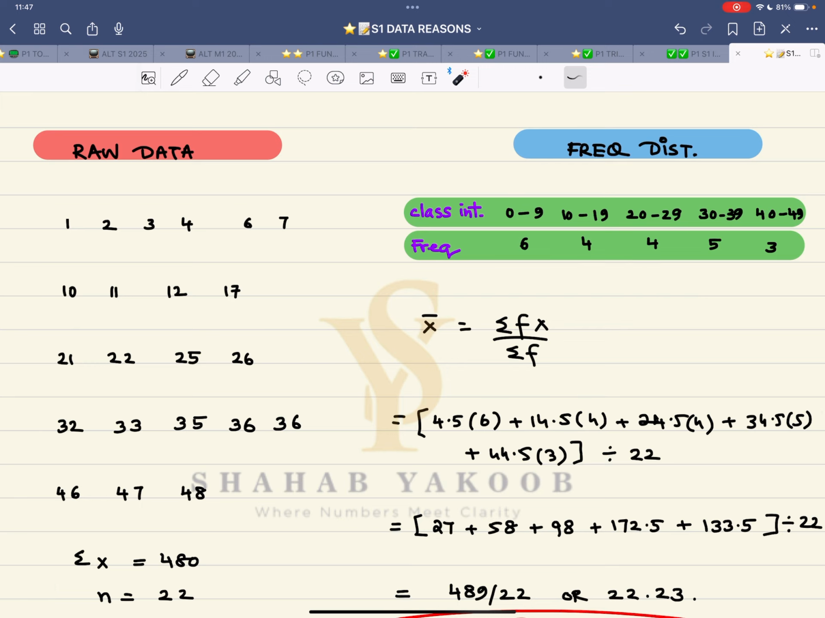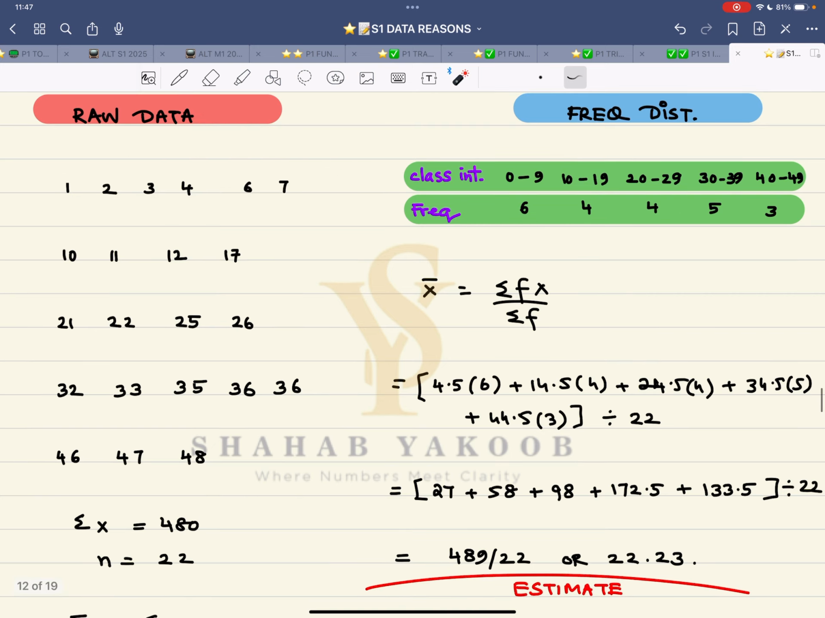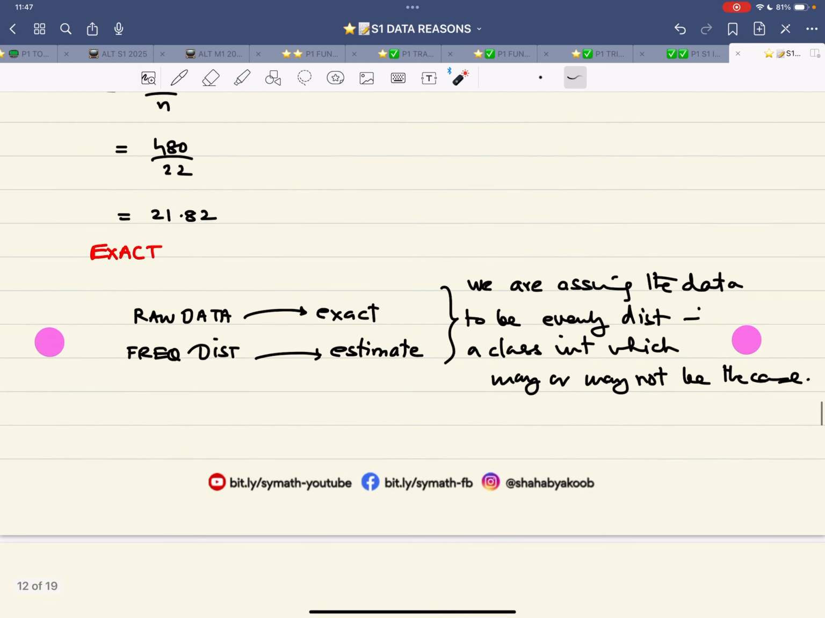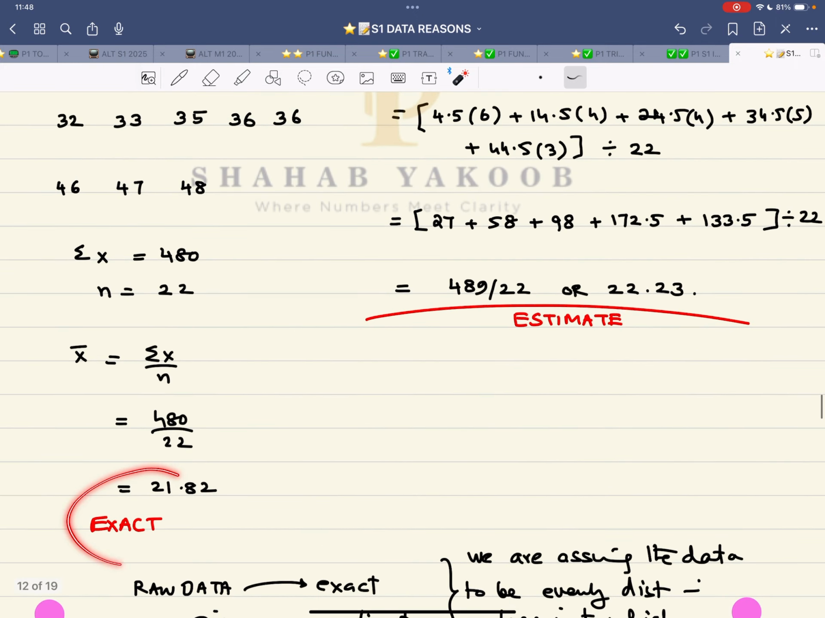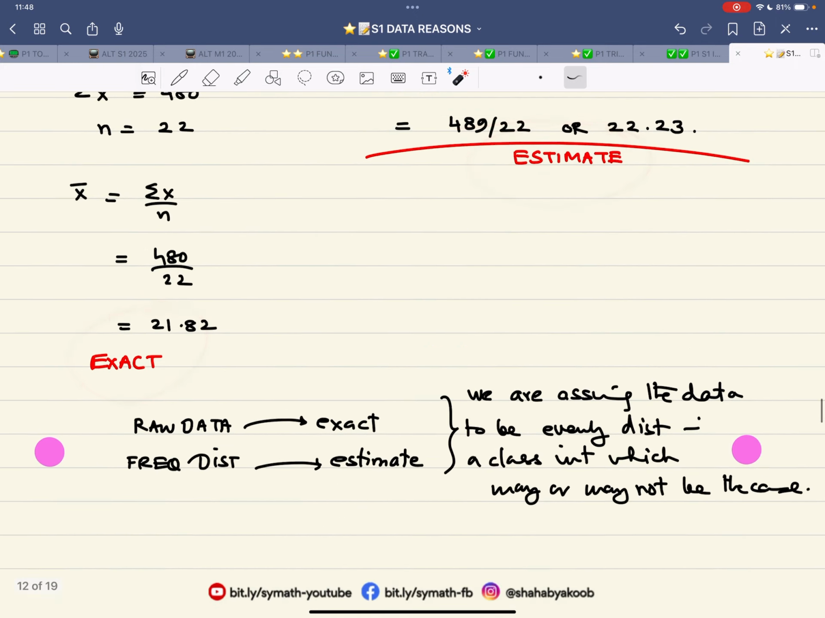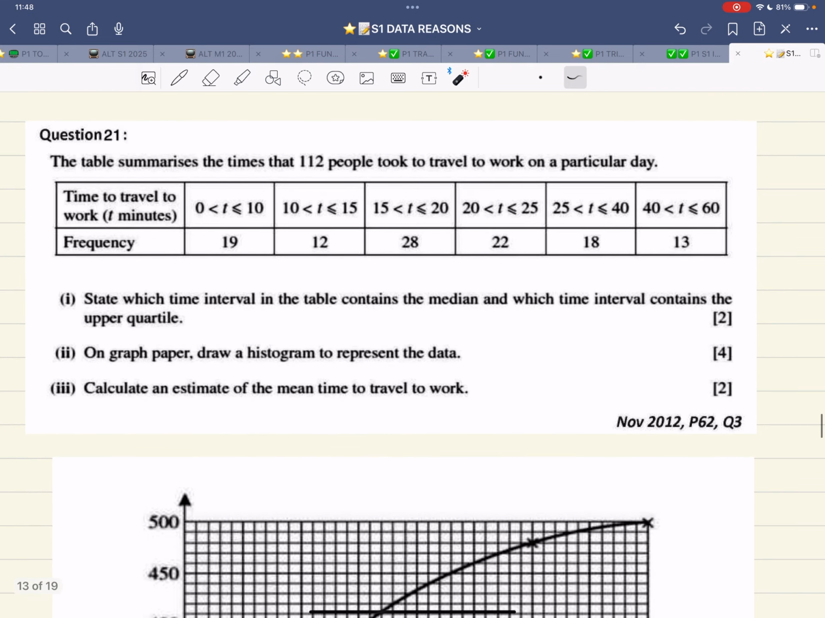And between 0 and 9, I have these values 1, 2, 3, 4, 6, and 7. So 4.5 is somewhere over here. There are more values lesser than 4.5 and fewer values greater, but our calculation is based upon 4.5. So therefore, we are making an assumption which may or may not be true. What is the assumption that we make? We are assuming that the data is evenly distributed, which may or may not be the case. So raw data, exact, and frequency distribution, estimate.